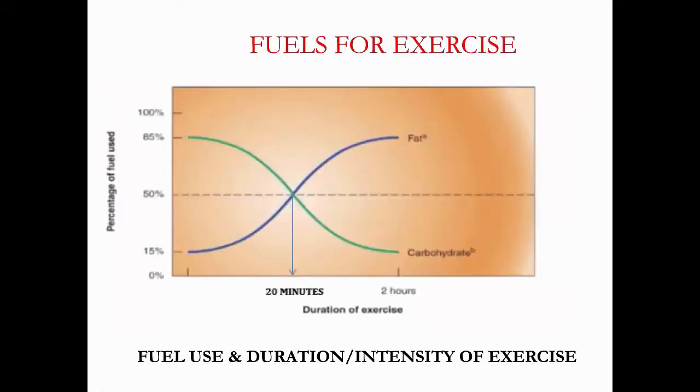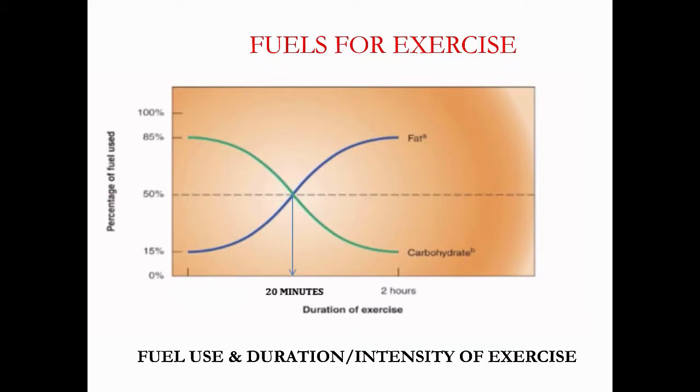If we look on the left, when you begin an exercise or an activity, you primarily are drawing on your carbohydrate stores at 85% in this example. Over time, your carbohydrate stores start to go down. You also, at the beginning, are using a little bit of fat. Notice protein isn't in there. Over time, you begin to draw more on your fat stores because you're beginning to deplete your glycogen stores.